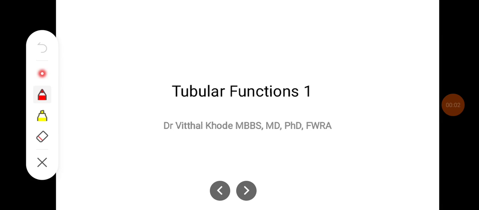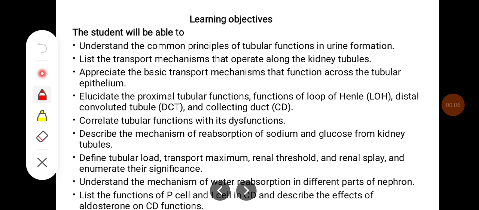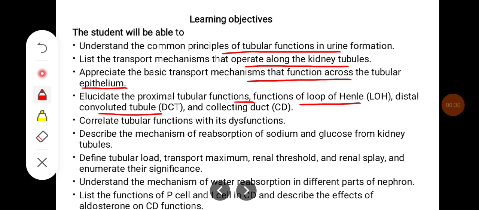Hello everyone. In this class, we'll try to learn about tubular functions. The learning objective of this class would be to understand the common principles of tubular functions in urine formation, list the transport mechanisms that operate along the kidney tubules, appreciate the basic transport mechanisms that function across tubular epithelium, elucidate proximal tubular functions of loop of Henle, distal convoluted tubule, and collecting duct.